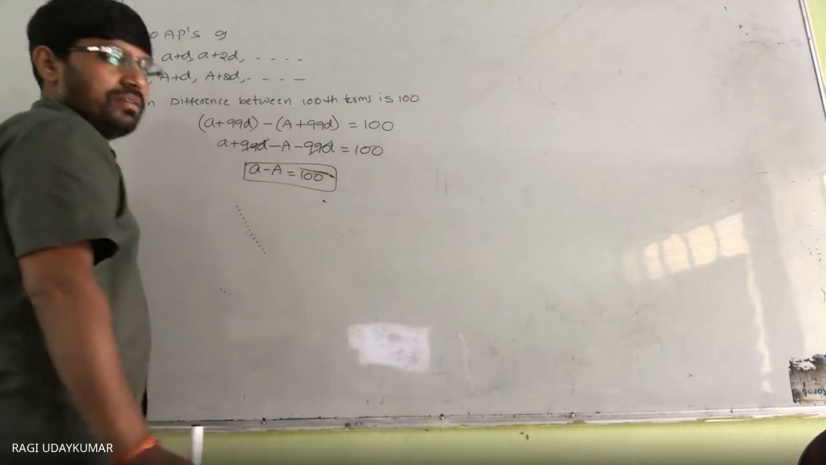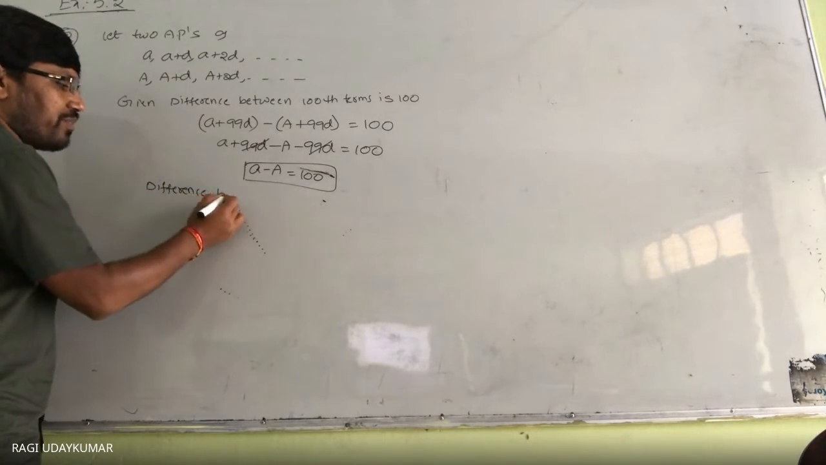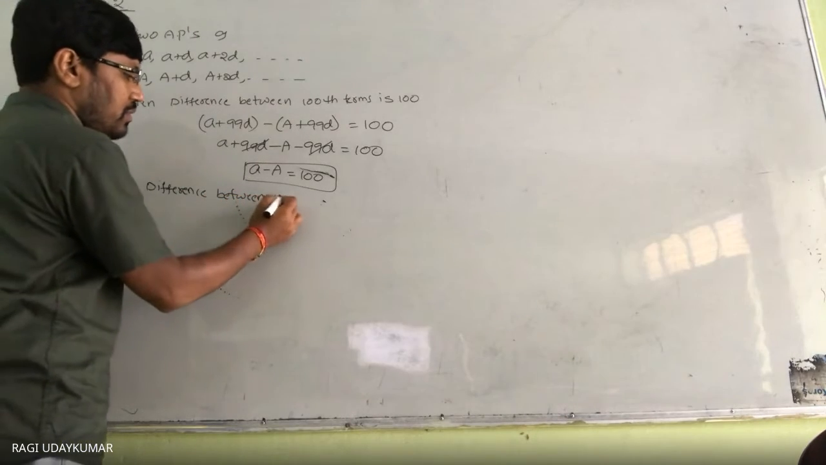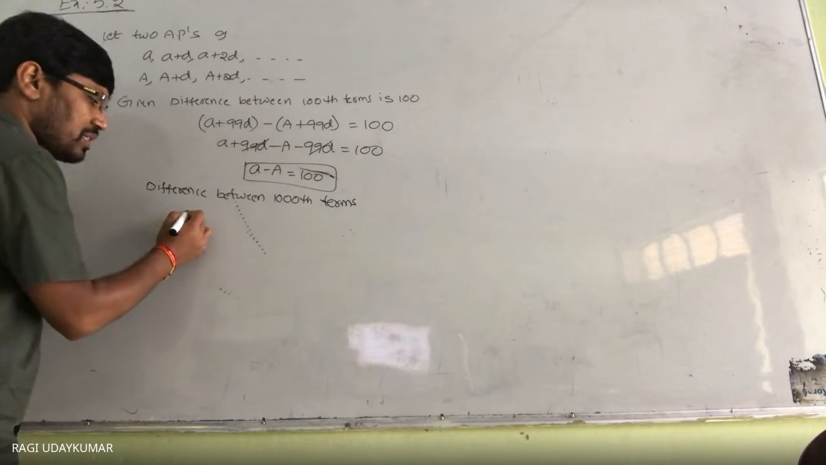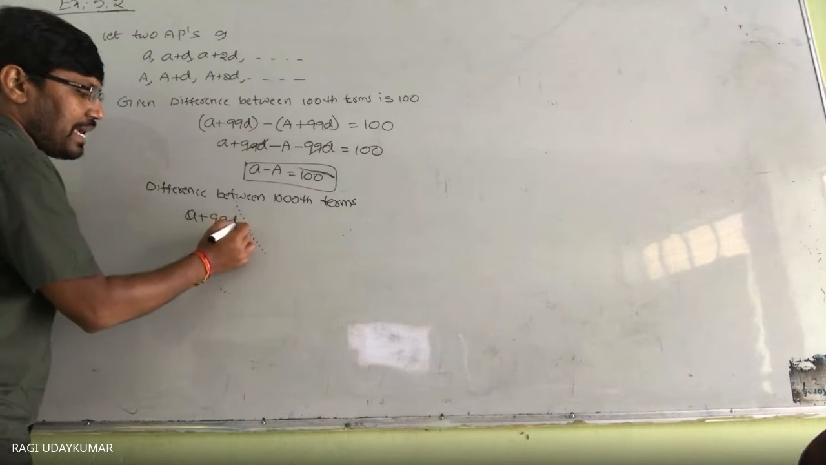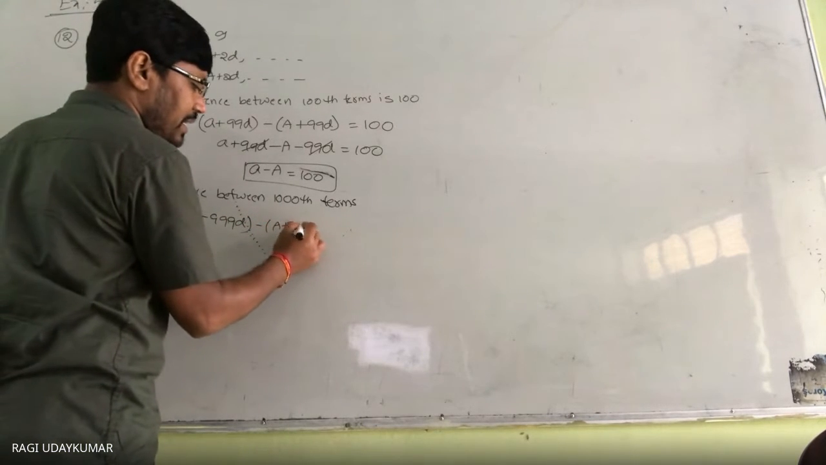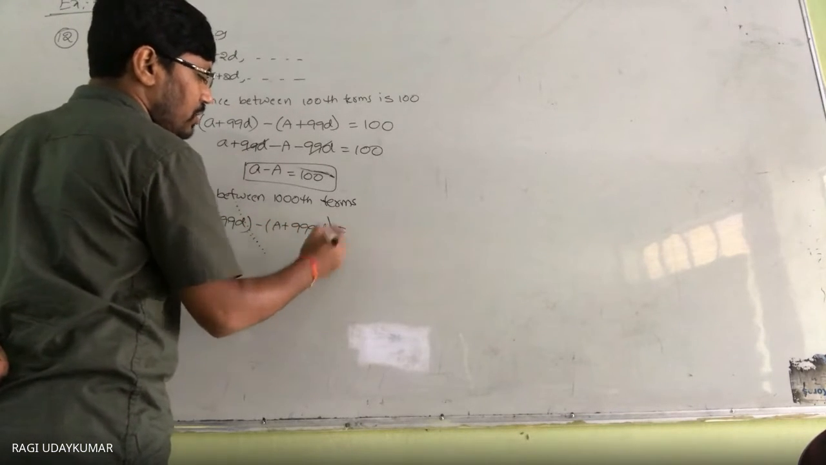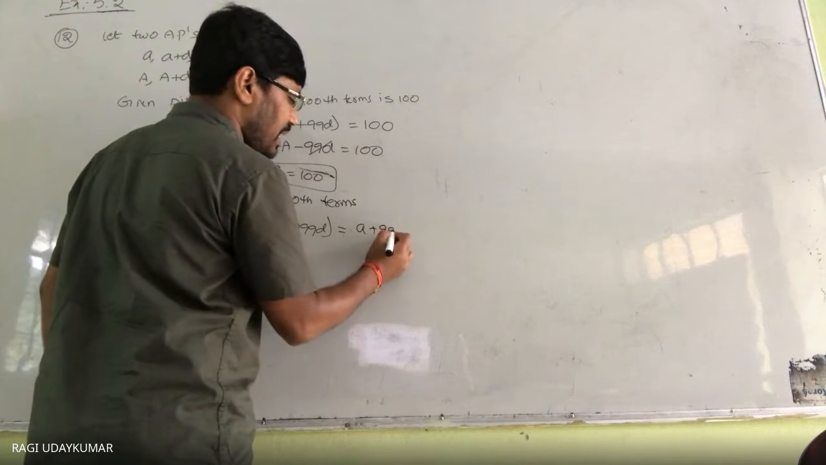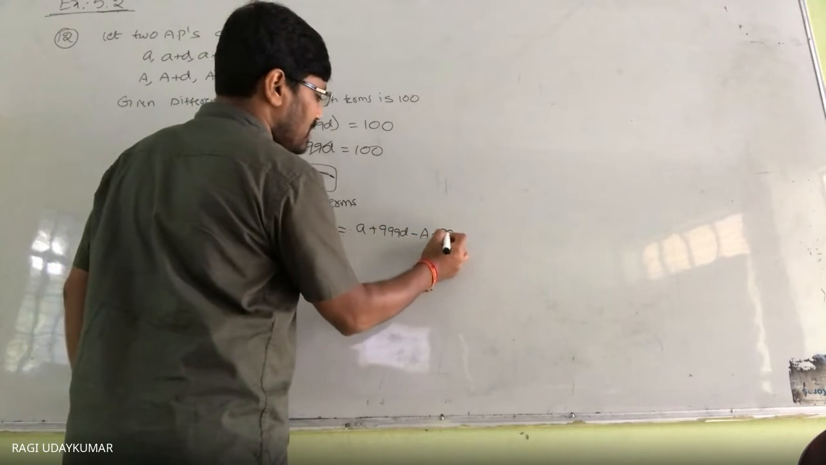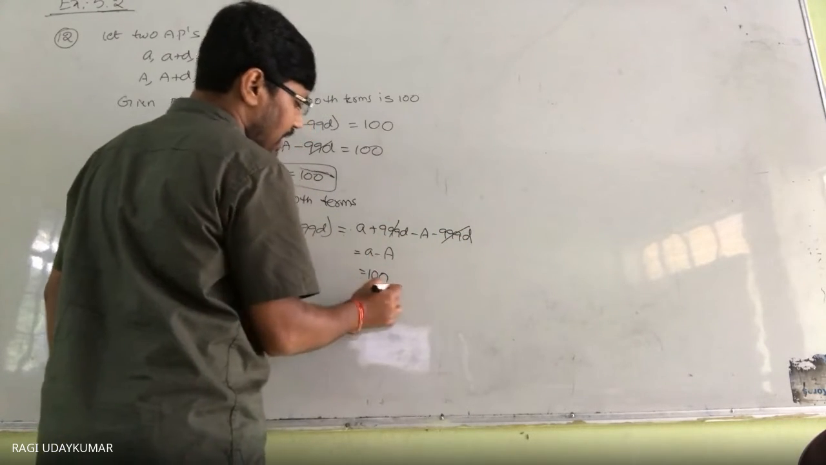You keep it aside. Now the difference between the thousandth terms. The thousandth term is nothing but a plus 999d, minus capital A plus 999d, is equal to this. We need to find that. Simplifying: a plus 999d minus capital A minus 999d. These two will get cancelled. We are going to get a minus capital A, which is again equal to 100 only, not 1000.